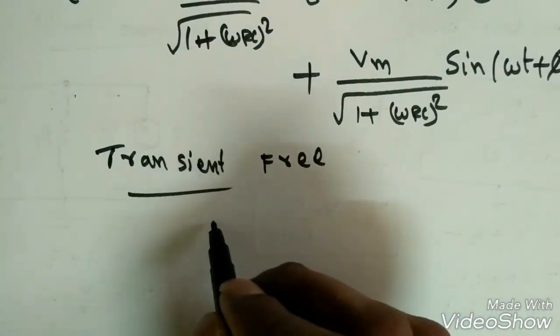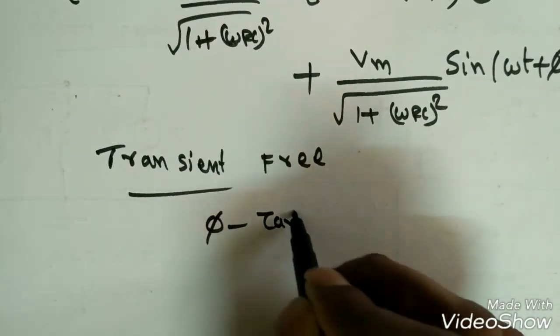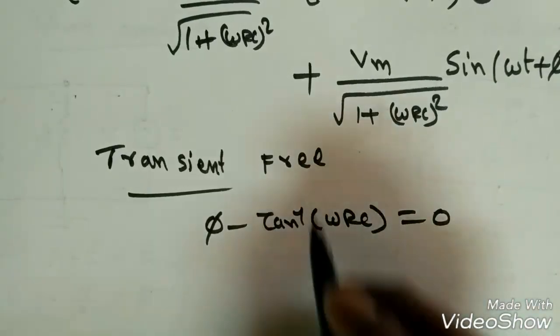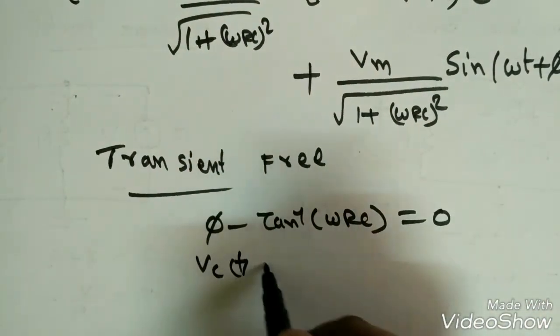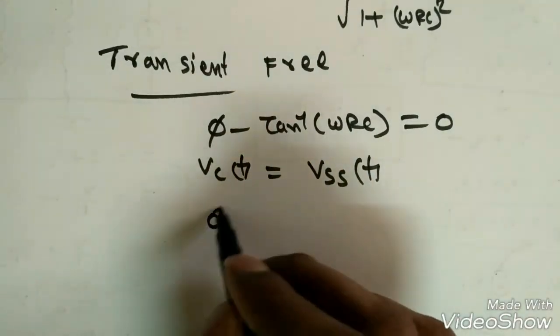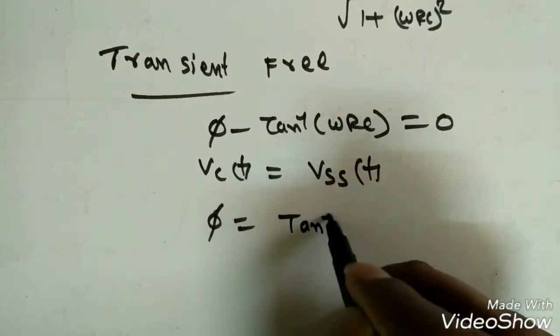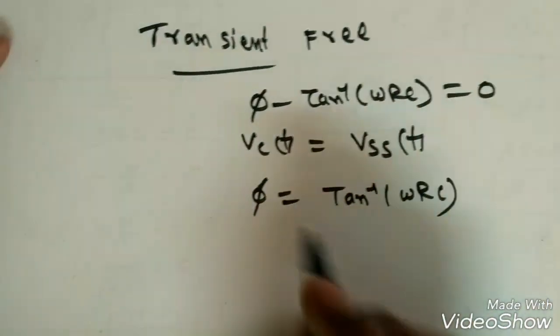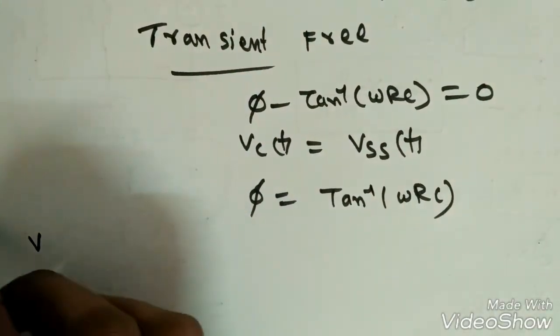So phi minus tan inverse omega RC will be 0. Then we will get Vc of t equal to only the steady state response. So what is the transient free condition here? Phi is equal to tan inverse omega RC. So that is for the sine input.